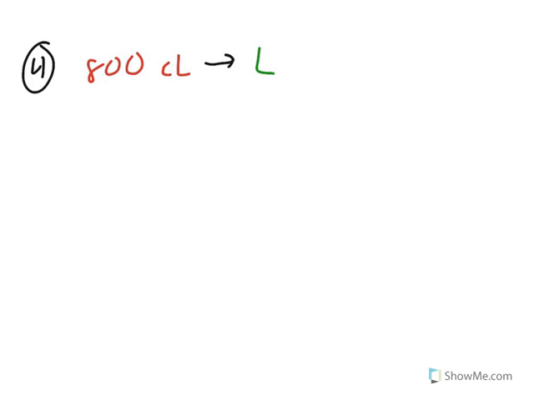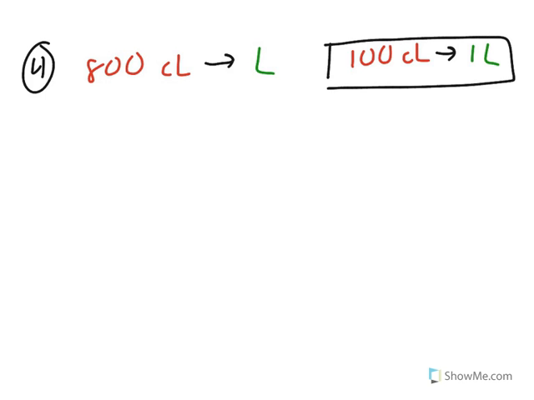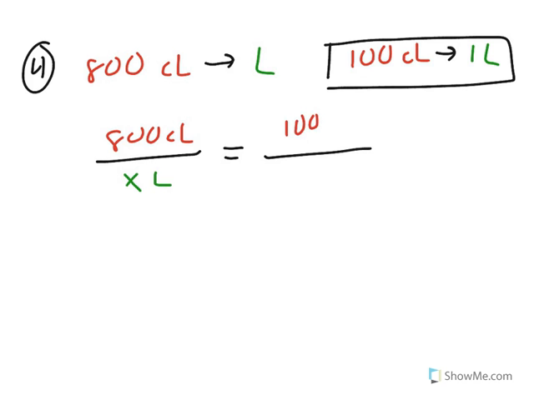So centiliters to liters is what we're interested in converting. And the one conversion factor that you have to know, or that will be given to you, is that 100 centiliters make 1 liter. So once you know that, you can use that to set up your proportion. On the left side of the proportion here, we have that 800 centiliters needs to be converted to x liters. On the right side, you know that 100 centiliters is equivalent to 1 liter.